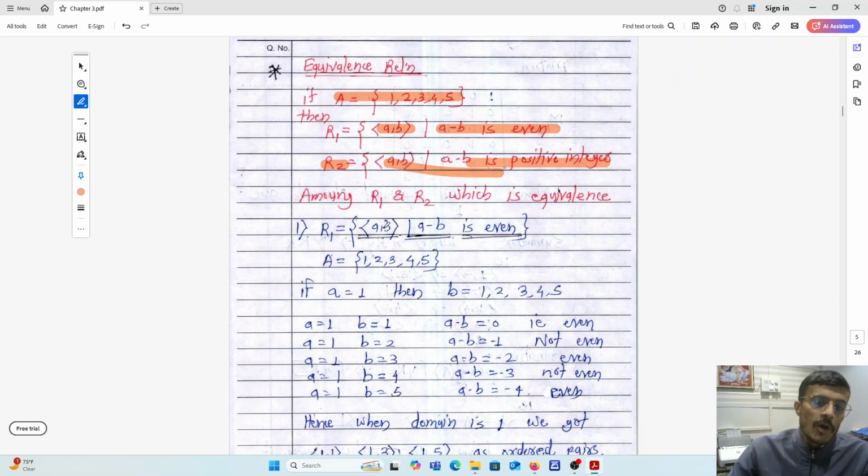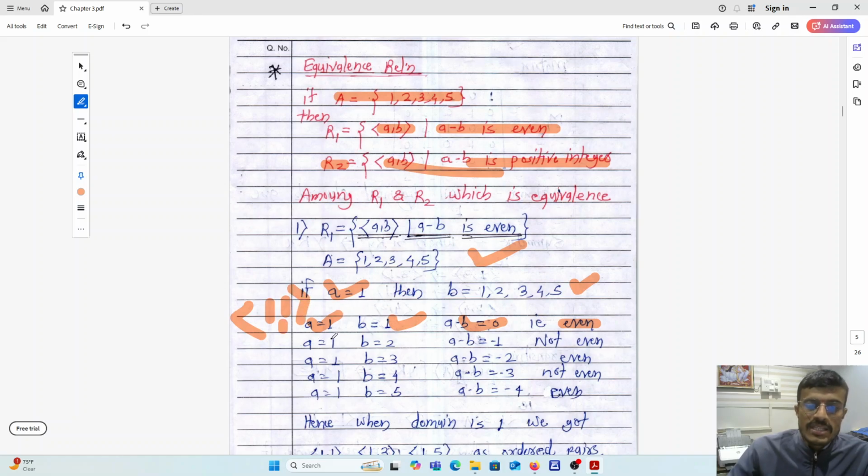So R1 is what? Ordered pair (A, B) where A minus B is an even number. So A is what? 1 2 3 4 5. So considering A is equal to 1, you can take any value of B: 1 2 3 4 5. So if I take A equal to 1, B equal to 1, that is A minus B is equal to 0, and that 0 is even. You can take the ordered pair 1 1.